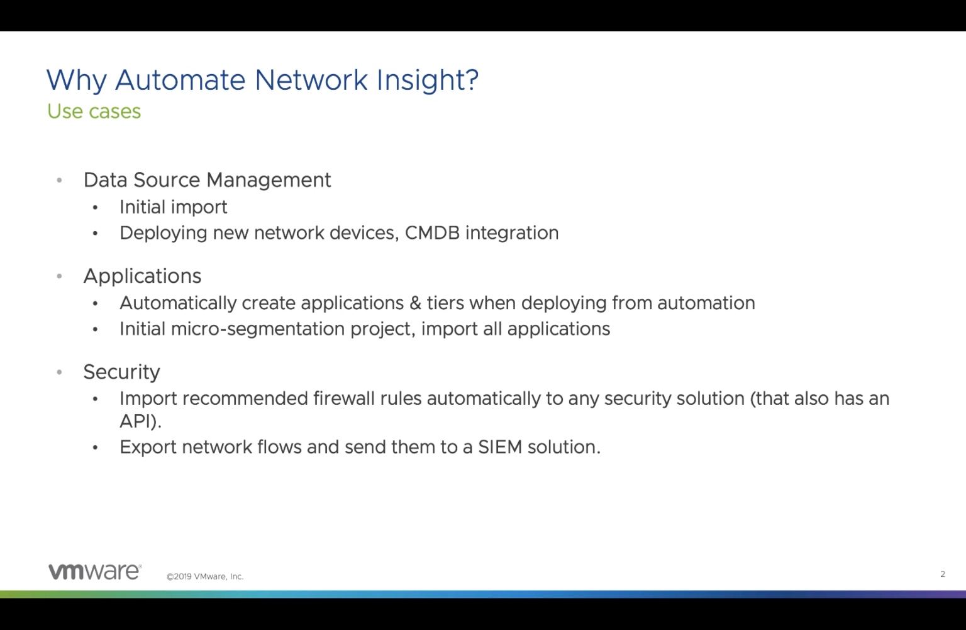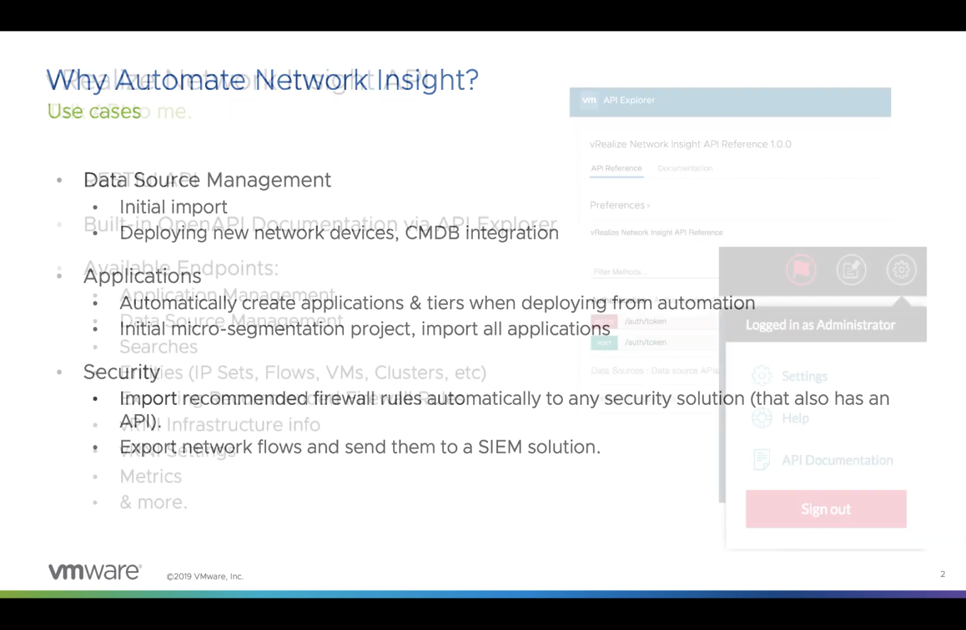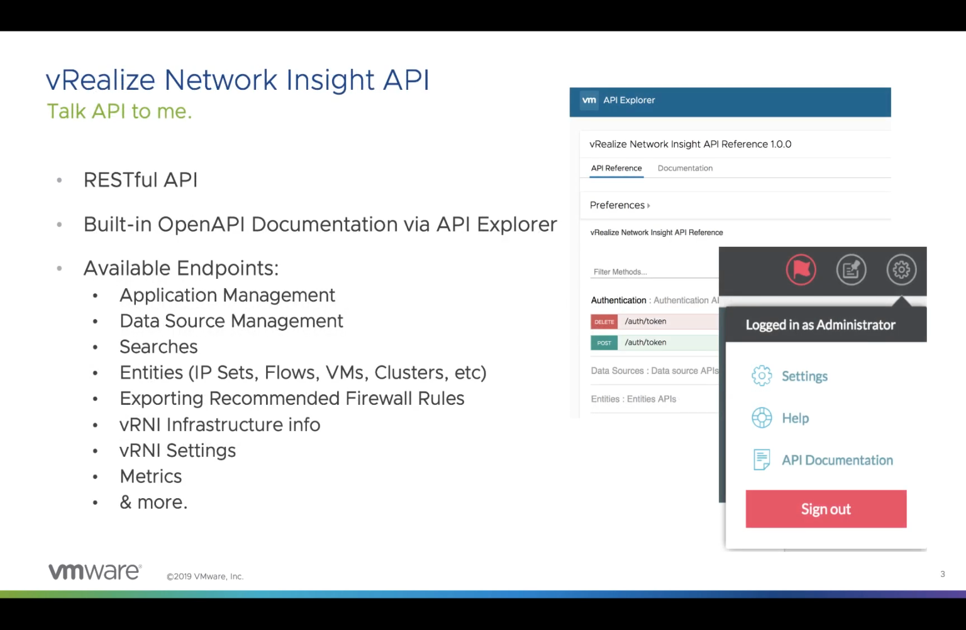So for example, you can export the recommended firewall rules for an application via the API and then push them towards your approval process, or maybe even directly into a firewall. Another interesting use case in the security space is being able to pull out network flows from Network Insight and push them towards a security information and event management system to give that system just a little bit more context for threat analysis. This and a lot more is possible with the Network Insight public API.